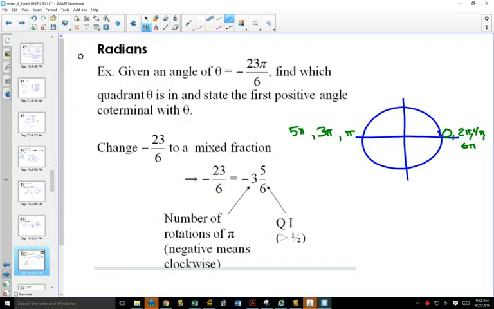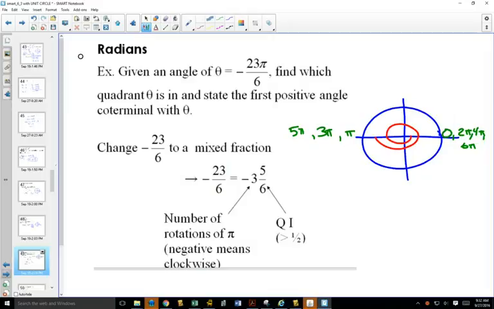And everything on the negative x-axis is an odd number times pi. So what we're going to do when we look at our fraction, negative 23 over 6, and we change from our improper fraction to a mixed fraction: negative 23 over 6 is the same as negative 3 and 5/6. So what does that mean? Well, the negative 3 means we would go 1 pi, 2 pi, 3 pi. That's negative 3 pi's in the negative direction.